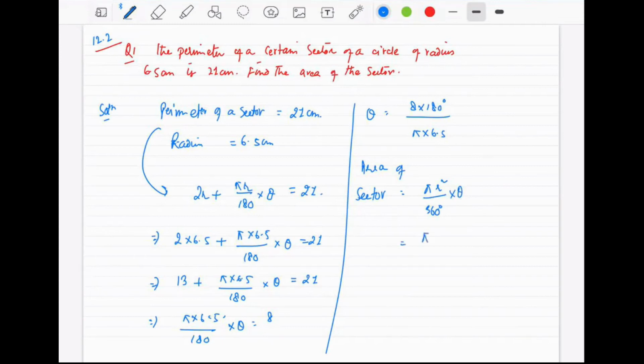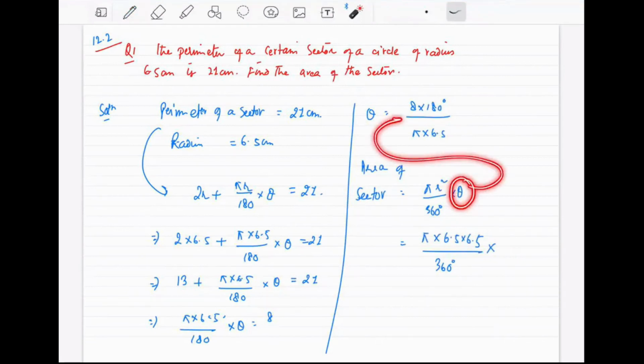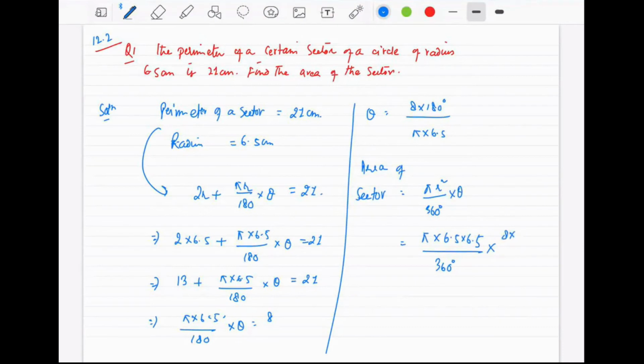You put in the value, pi into r square. We can put it as 6.5 into 6.5, 360, let it be. The value of theta, we are going to replace with this one right here. So we will have 8 into 180 divided by pi into 6.5. Very simple here, pi is here. The r square, we replace it as 6.5, 6.5. 360 is still there, but the theta value, we replace it by 8 into 180 by pi into 6.5 as we have obtained here. Time to do some cancellation.